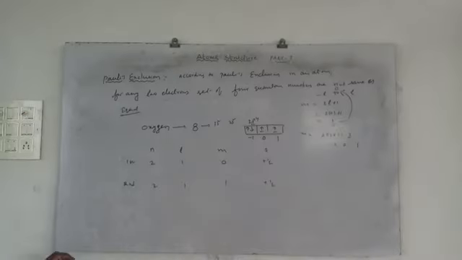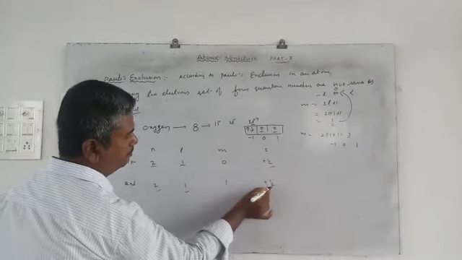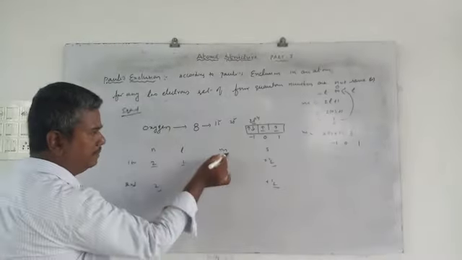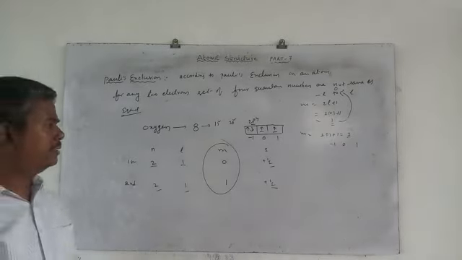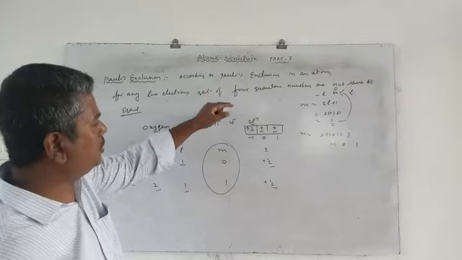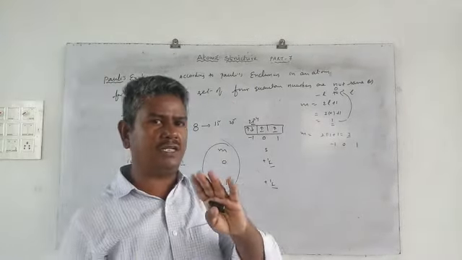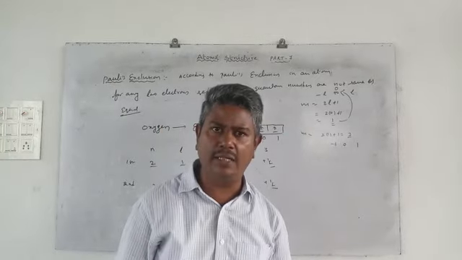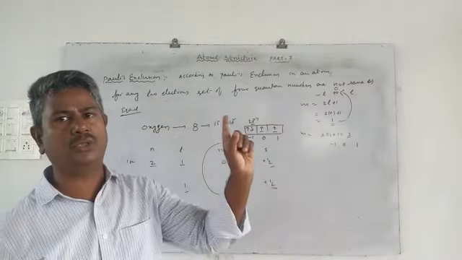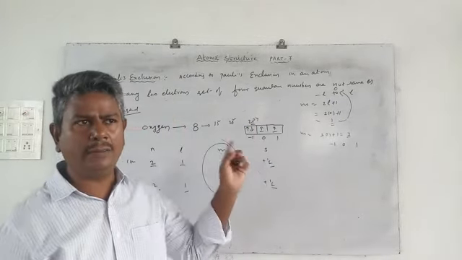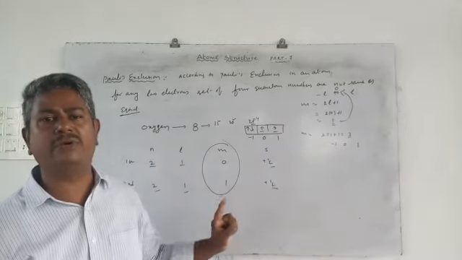So observe here, these three are the same, but they differ by which one? Magnetic quantum number. Clear? That means for any two electrons in an atom, the set of four quantum numbers is not the same or not equal. That is the principle of which one? Pauli's exclusion principle.